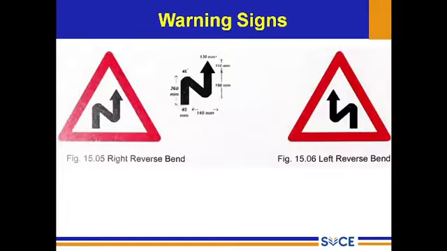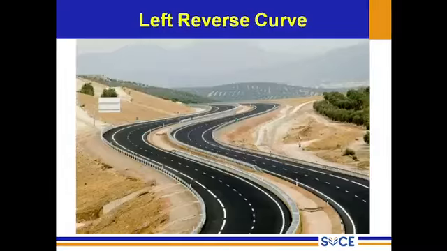Next, the right reverse bend curve. A curve is going in a zigzag manner. There is a right hand curve, and then again immediately a left hand curve, a reverse bend, a right and left combination or left and right combination. That kind of curve is indicated by this symbol. This is also giving a warning to the road users. Here, in this picture, you can see a typical left and right hand curve combination.